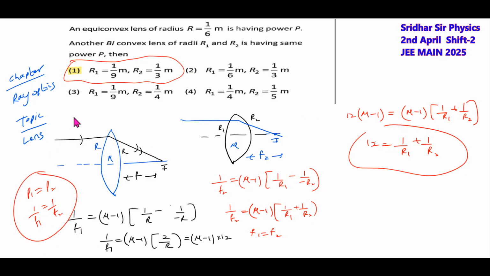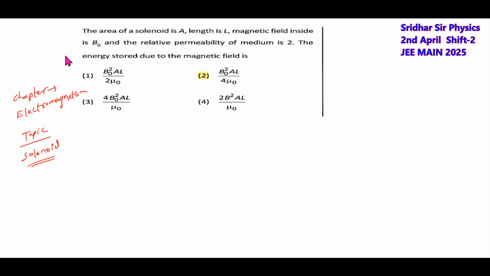Now we take the next question. This question belongs to the chapter Electromagnetism, or Moving Charges and Magnetism, and the topic is solenoid. Let me read the question. The area of the solenoid is A, length is L, magnetic field inside is B0, and the relative permeability of the medium is 2. The energy stored due to the magnetic field is. So it is something related to the solenoid.